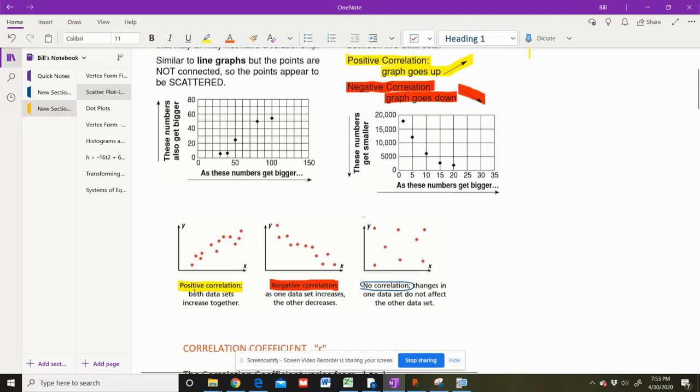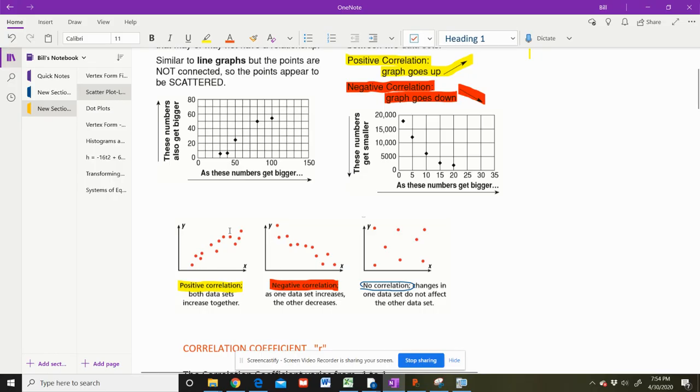So again, in this graph right here, we have positive correlation. Both data sets increase together, okay? Just to reinforce that, that diagonal line would be going up. Negative correlation: as one data set increases, so my x is increasing, the y values are decreasing. So when I'm at a small x value, I have a very high y value. The further I get out, the larger my x value gets, the smaller my y value gets. And in this graph, we have no correlation at all. Changes in one data set do not affect the other data set. So the data points are definitely scattered in this one right here.